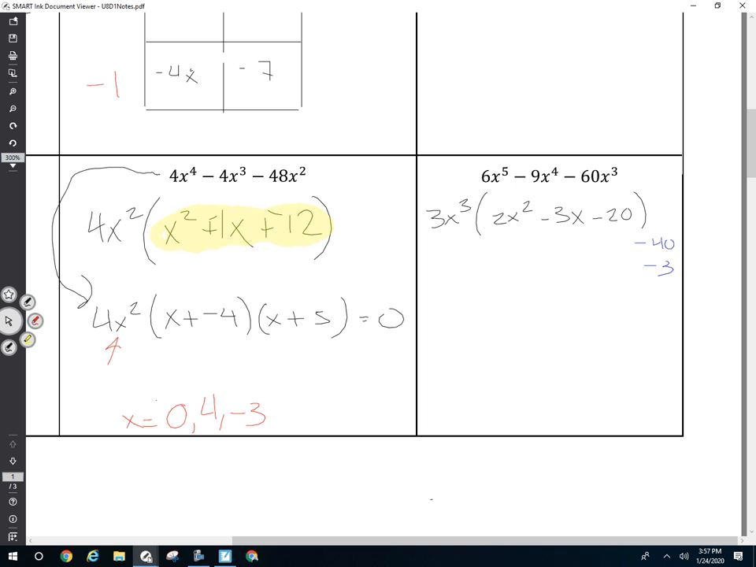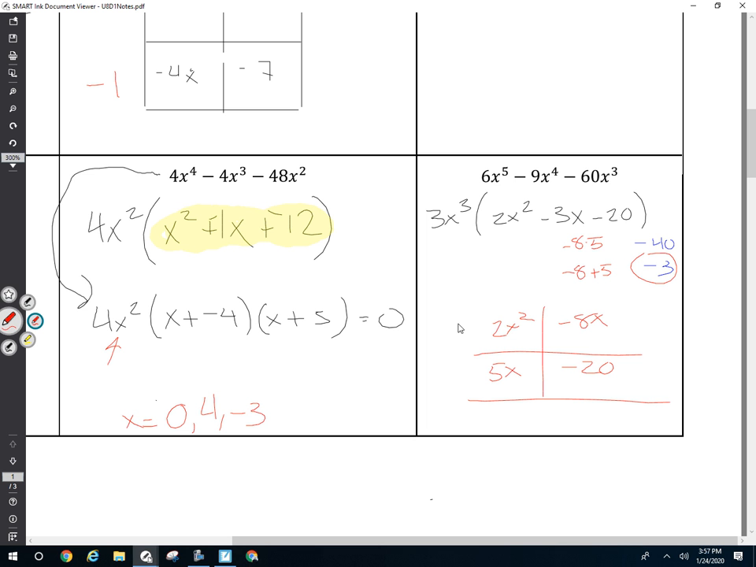Which one's positive? Which one's negative? How do we tell? They have to add to get negative 3. Oh, okay, so that's how we tell. So it would be negative 8 and positive 5. Negative 8 times positive 5. Now we will do 2x squared, negative 8x, positive 5x, negative 20 in our box.